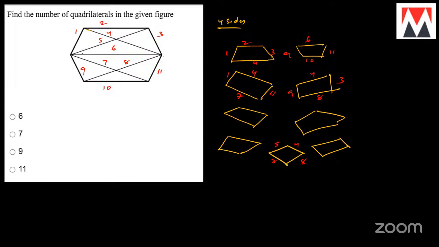Oh, this is also possible. See, this is also possible. There is one more quadrilateral like this. So you have a quadrilateral which is like this, and you have one more quadrilateral on the other side also like this. Right? So there are totally 11 quadrilaterals which are possible. Understood? Please try this question.